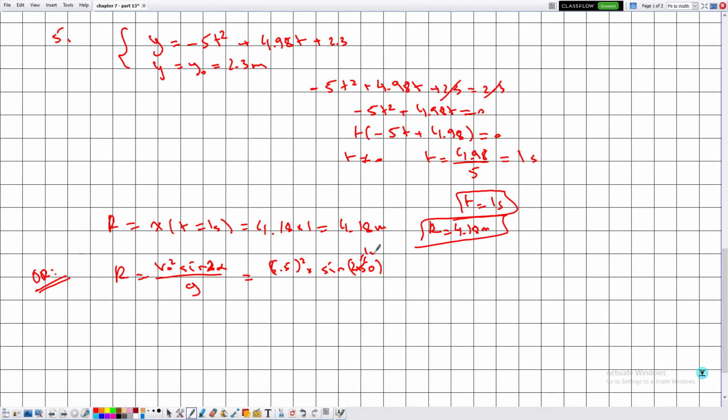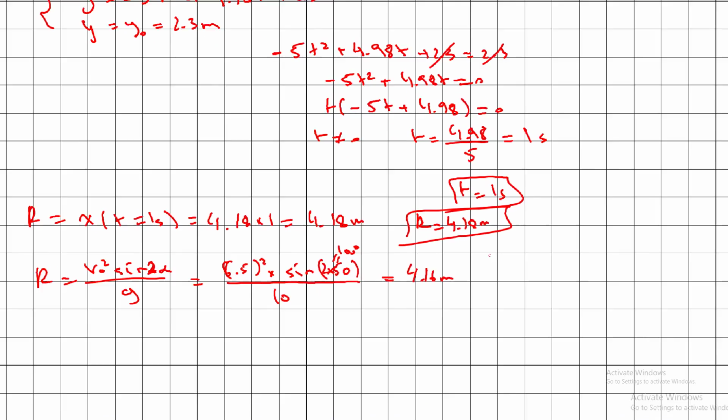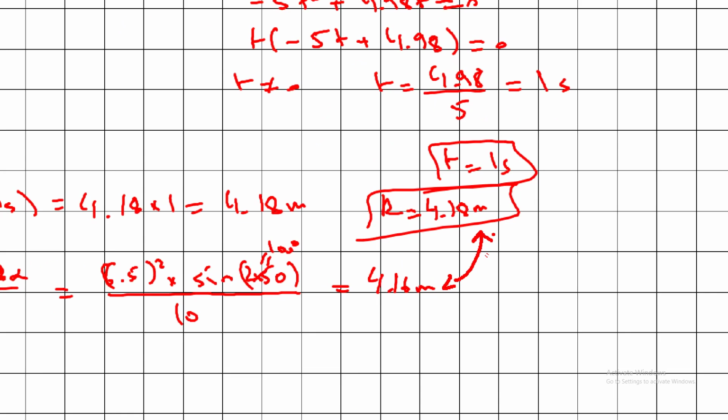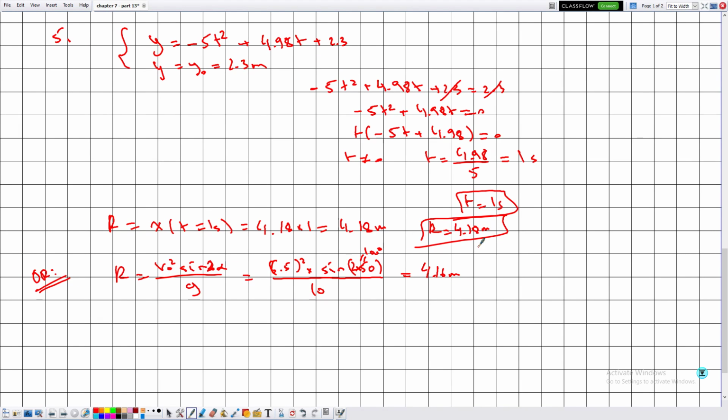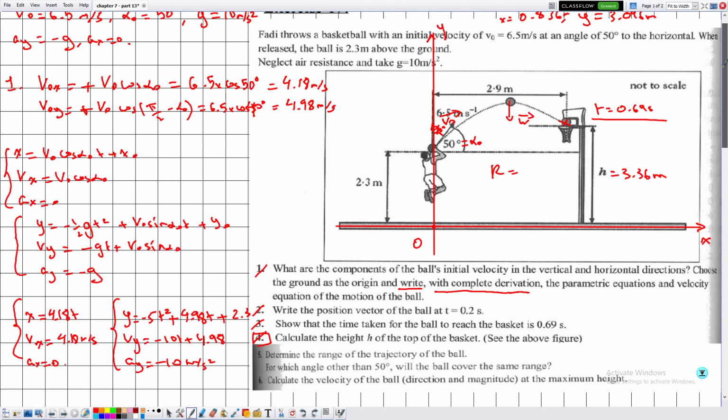So this is equal to 100 degrees divided by 10. Then this is equal to something like 4.16 meters. Now the difference between this value and this value, because we are considering rounding to the nearest second significant figure. Okay, so this is the difference in the answer.